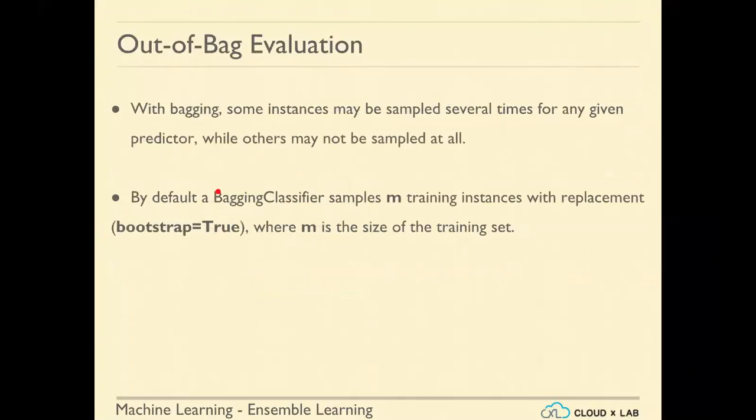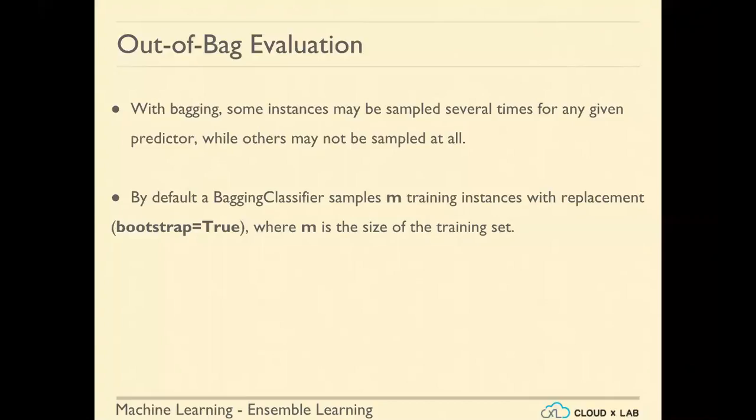With bagging, some instances may be sampled several times for any given predictor, while others may not be. This is a very important idea. When we are doing the bagging, we are putting the items back and taking them again. So there are some items which never appeared in any of the samples, meaning no predictor saw those. Those are left out. Those are called out of bag samples.